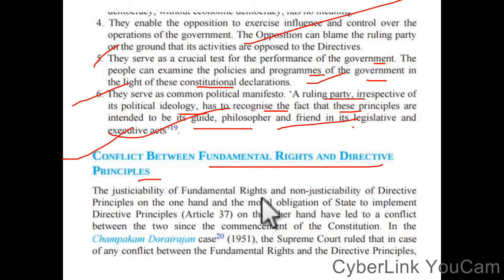The justiciability of fundamental rights on the one hand, and the moral obligation of the state to implement the directives under Article 37 on the other hand, have led to a conflict between the two since the commencement of the Constitution.